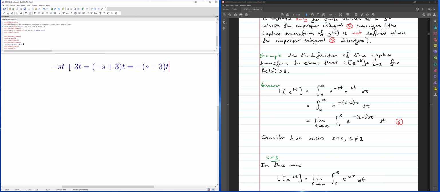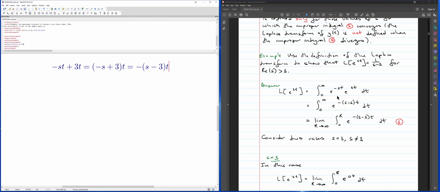And I want to rearrange that a little bit. So what I do is I factor out the t, and then I pull a minus sign out. So when I add these powers, minus st plus 3t, that's equal to minus s minus 3 times t, which is what I have over here.